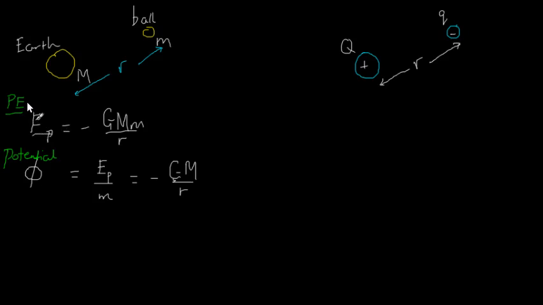Now, if we recall the meaning of potential energy, it is the work done to bring a body from infinity to this point. That's the potential energy at this point. Then potential would refer to the same thing, except that it is the work done to bring a unit mass from infinity to here. So not just any mass, but a unit mass, which would be a kilogram in SI units.